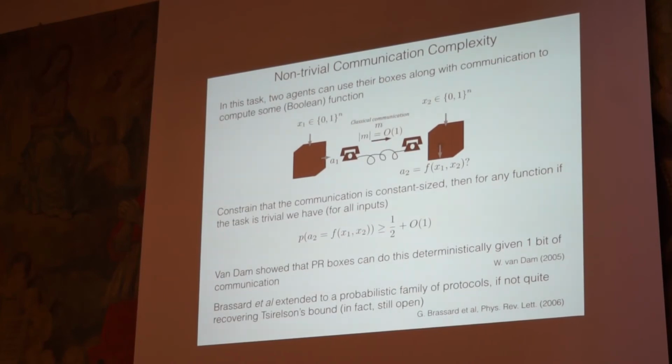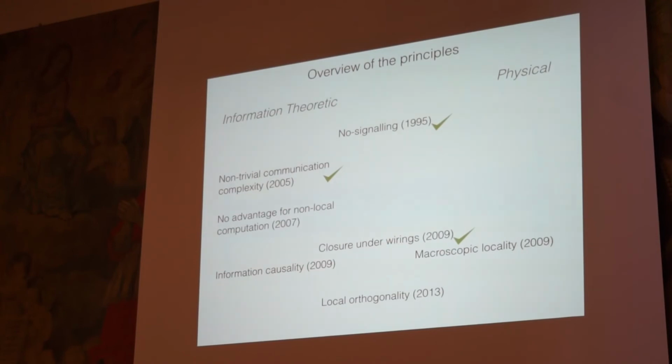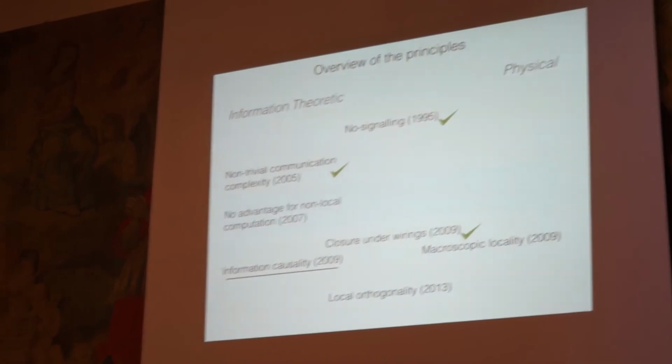So then the question was, okay, PR boxes are ruled out by this. Can we have some other set of correlations which are a bit noisier, which can be ruled out by this principle? So Gilles and a few others extended this to a probabilistic family of protocols that got very close to recovering Tsirelson's bound, but didn't quite get there. In fact, it's still an open problem whether you can recover Tsirelson's bound using this principle.